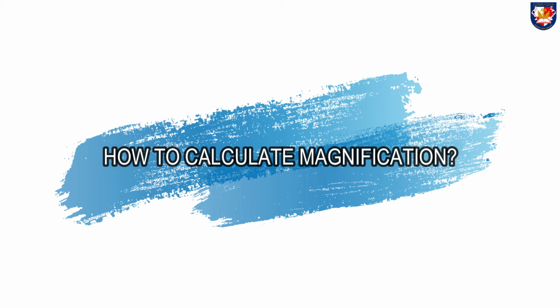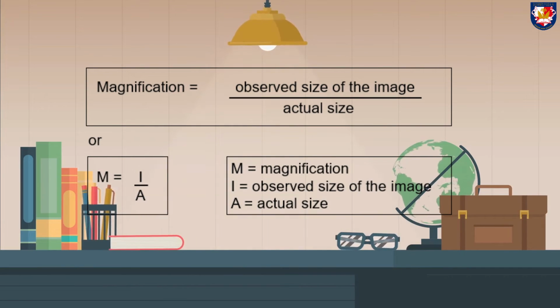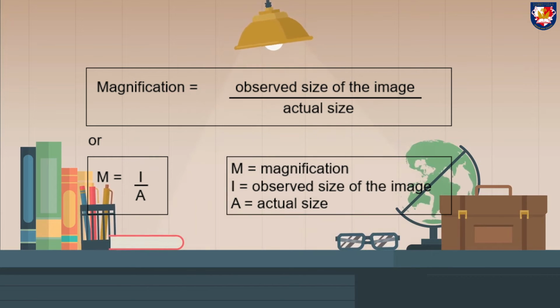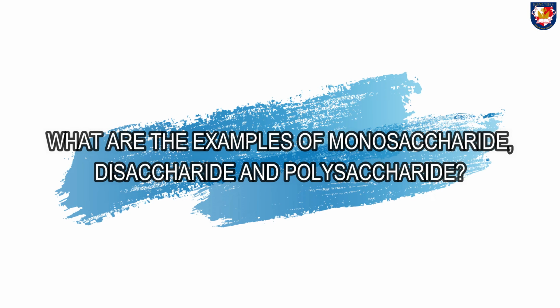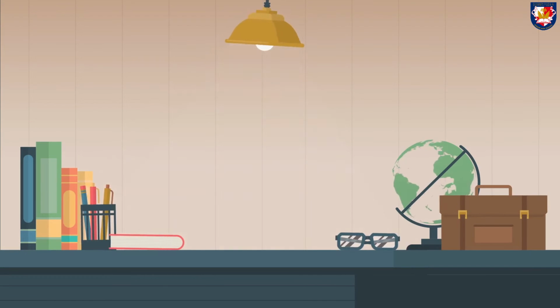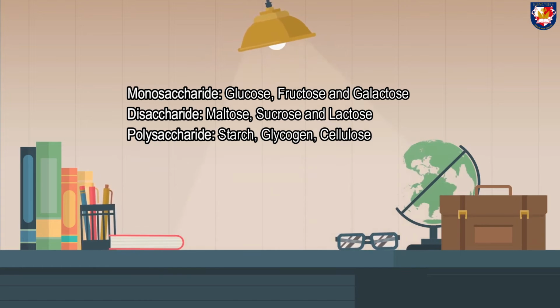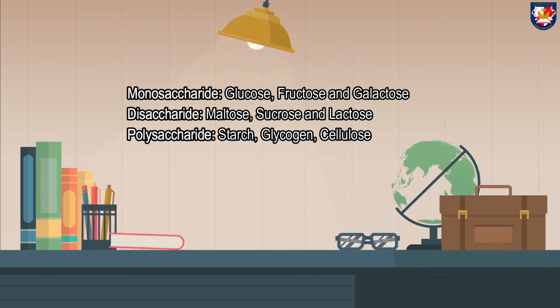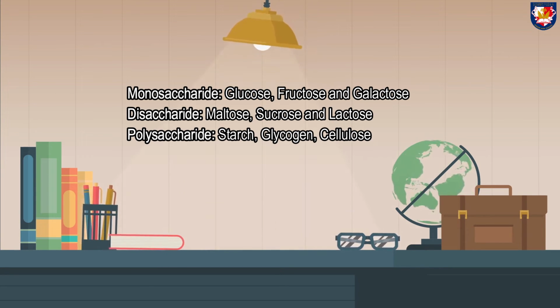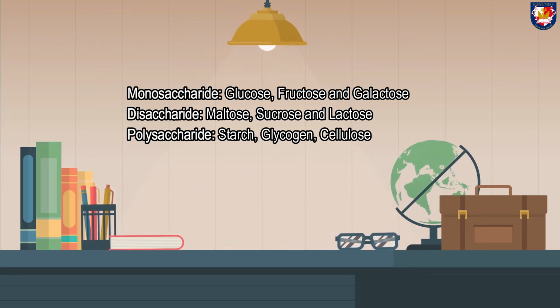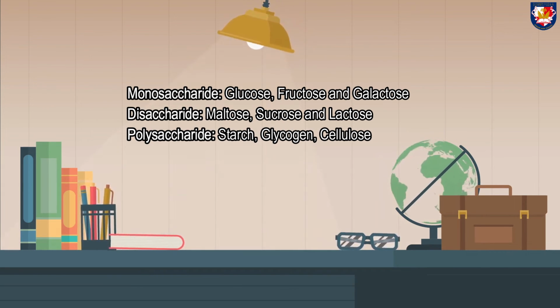How to calculate magnification? Magnification can be calculated by dividing the observed size of the image by the actual size. What are the examples of monosaccharide, disaccharide, and polysaccharide? The examples of monosaccharides are glucose, fructose, and galactose. The examples of disaccharides are maltose, sucrose, and lactose. The examples of polysaccharides are starch, glycogen, and cellulose.